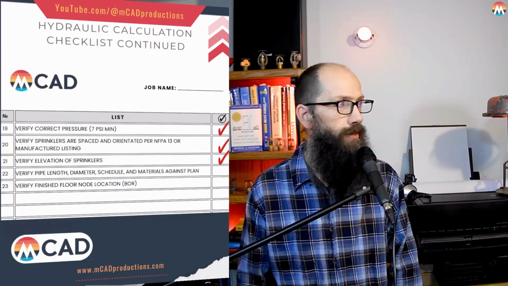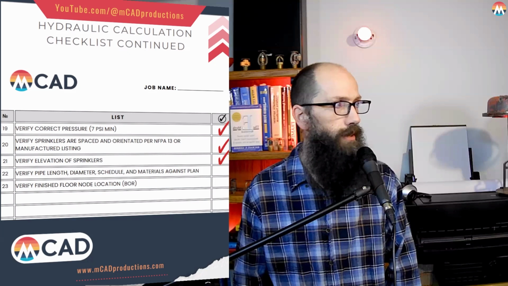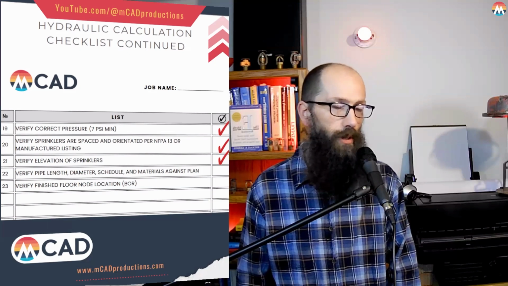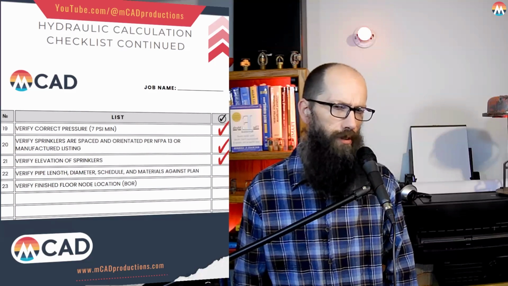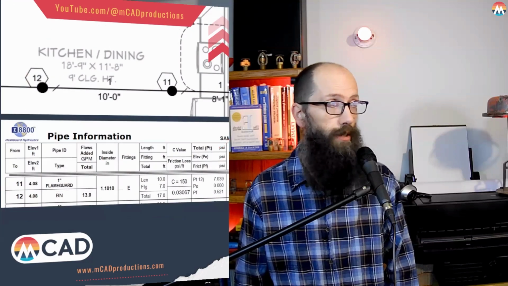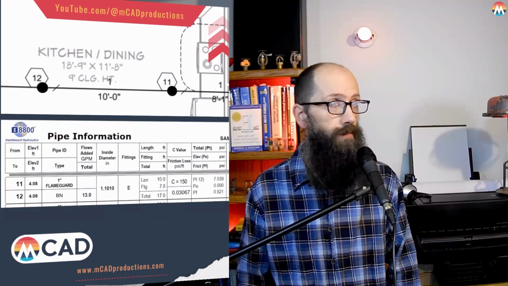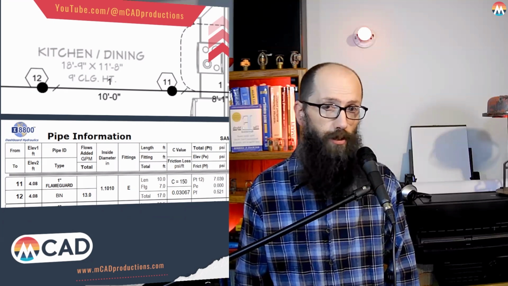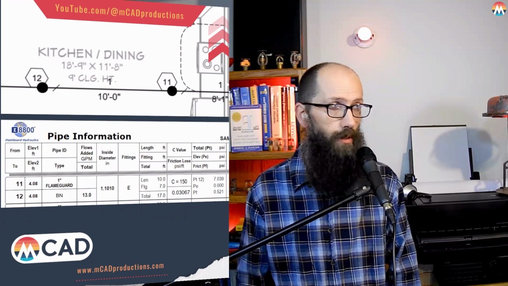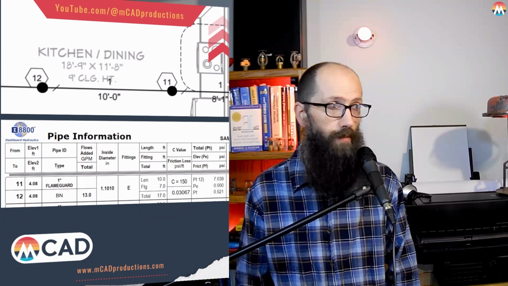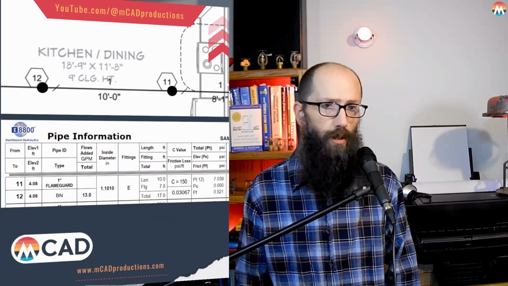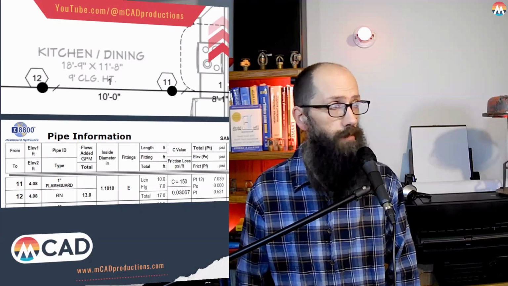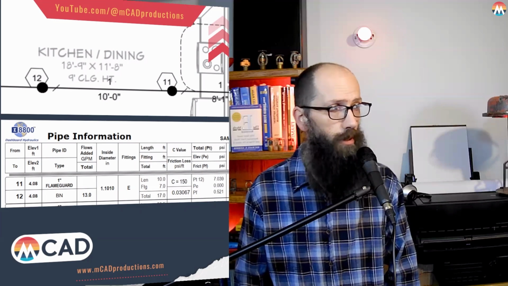So the next thing, let's see. Verify pipe length, schedule, and material against plans. Basically, we're not going to go through every single line, but I'm going to show you a line here. This is just on the left on our hydraulic calc, the pipe information bar to the left. At the top, it says from and to, and then we have 11 and 12. So on this line we're representing what's going on from node 11 to 12.